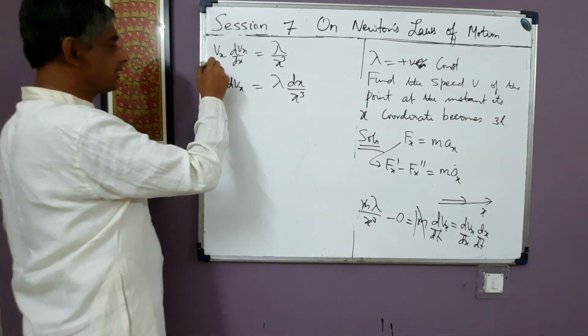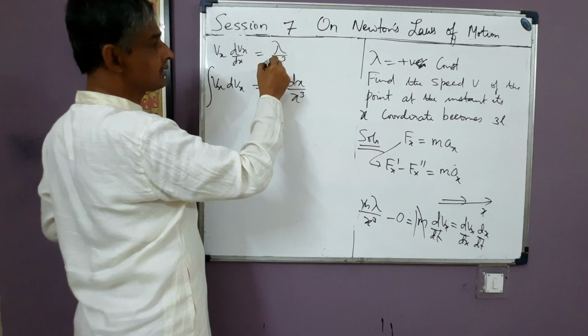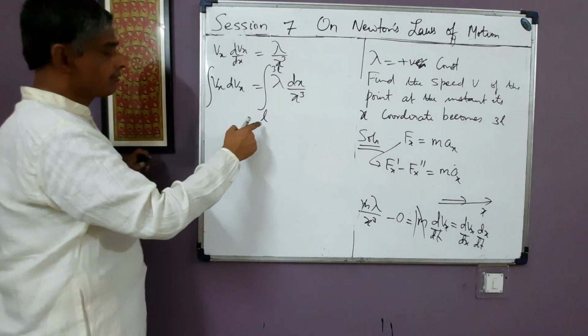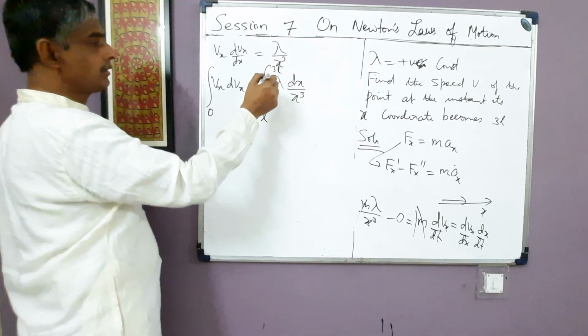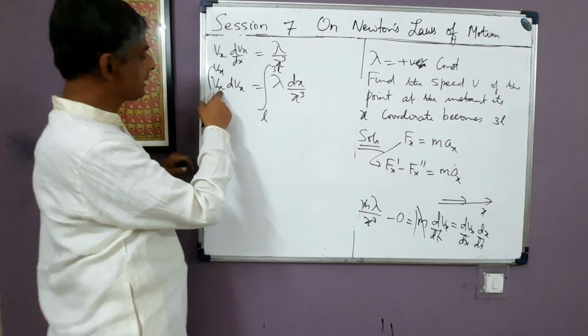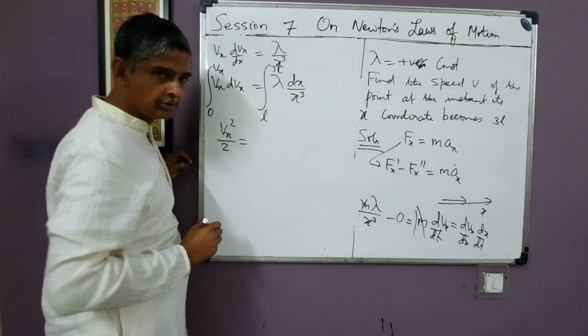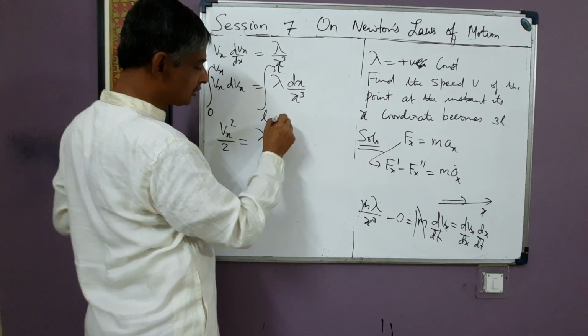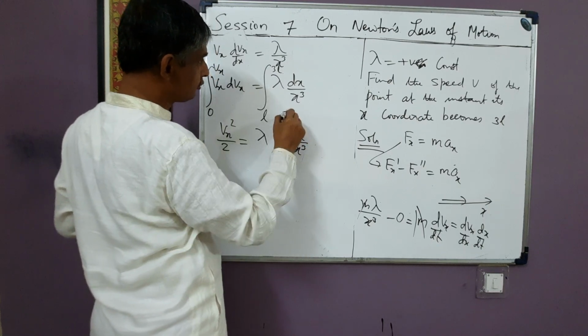Okay. Now I integrate this equation on both sides. Initially x was L, finally x becomes how much? 3L. When x was L, the point was at rest, so Vx is 0. And when x coordinate becomes 3L, Vx becomes Vx. Now integrate and insert limits. Left side, what do we get? Vx square by 2 is just equal to lambda, which is constant, times the integral of dx by x cube from L to 3L.